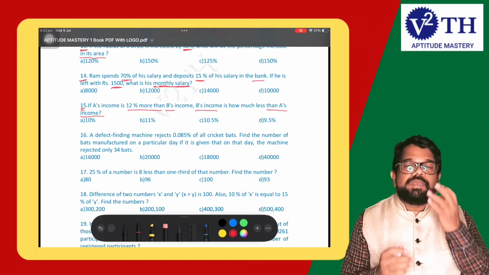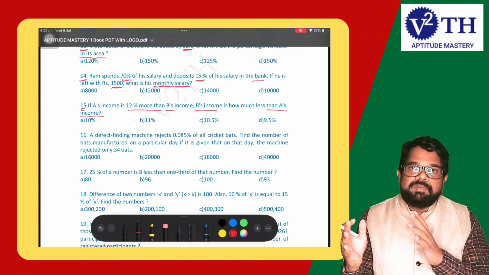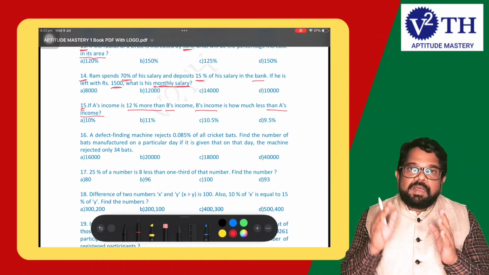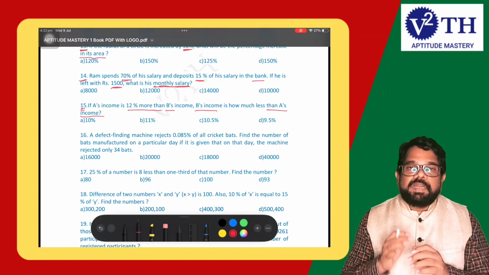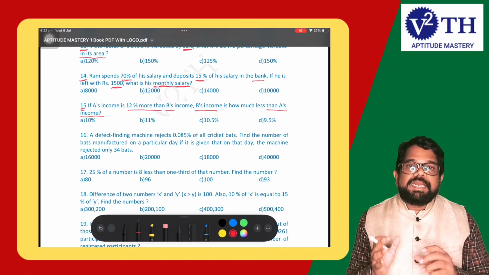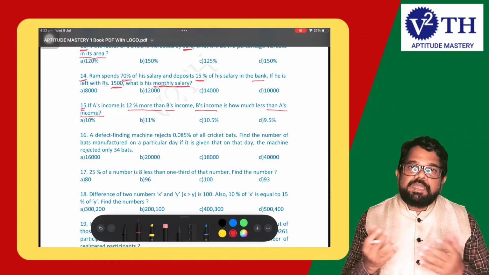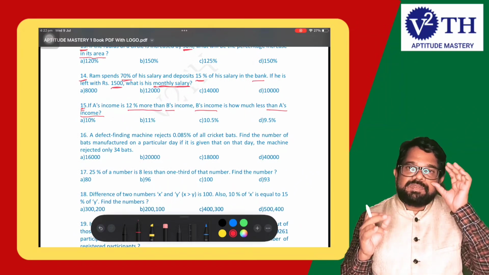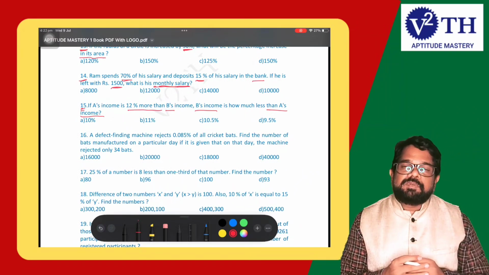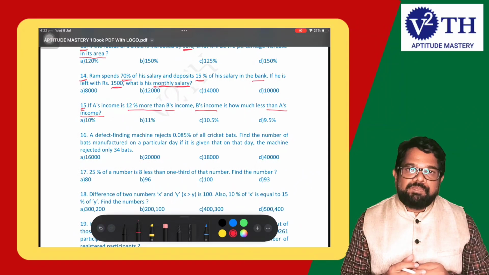Already we discussed in the keynotes. So if A is R% more than B, then definitely B is less than A. But how much percent B is less than A means R by 100 plus R into 100%. That keynote you have to apply. Our general method also we discussed in the previous videos, you have to see. You observe the previous videos. That keynote we discussed in one video.